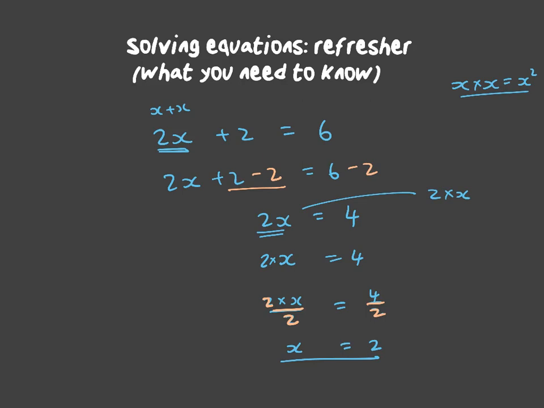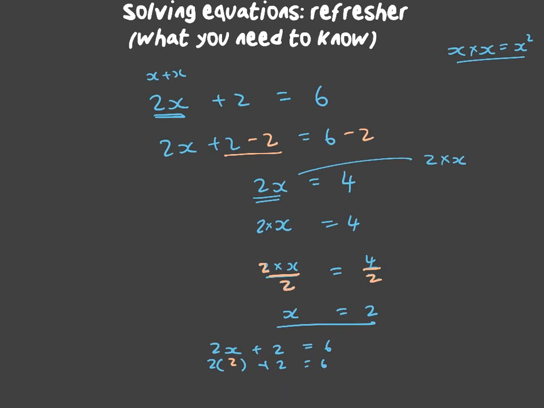What does that mean again? If I've got the question 2x plus 2 is equal to 6, and if I substitute 2 into x, so it's equal to 6. What that means then is 2 times 2 is 4. And 4 plus 2 is 6. Do you see? The left-hand side is equal to the right-hand side. It's the only real value that exists for that to be the case.